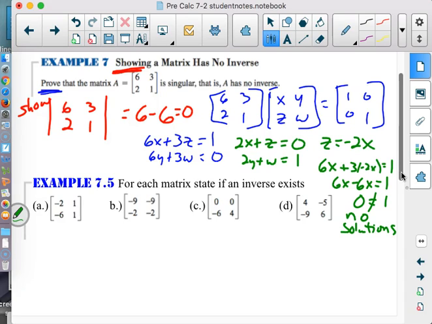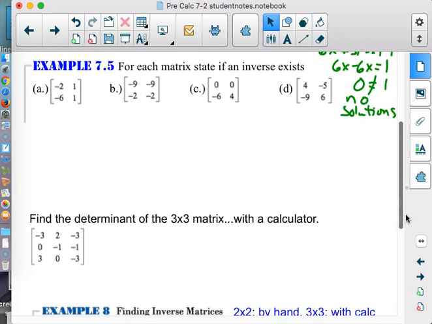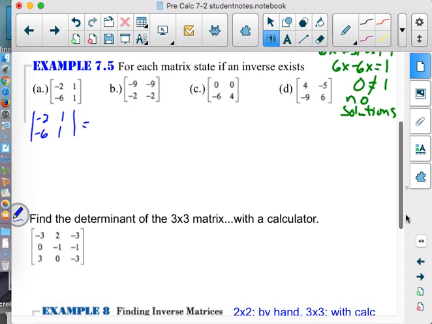If it says find if the inverse exists, we can do the determinant. So down here it says for each matrix, state if an inverse exists. Do we need to do a formal proof for each one of these? No, we could just do the determinant. So let's see what we get for determinants and whether or not we believe they're going to have inverses then. So we're really finding the determinant. That little bugger right there.